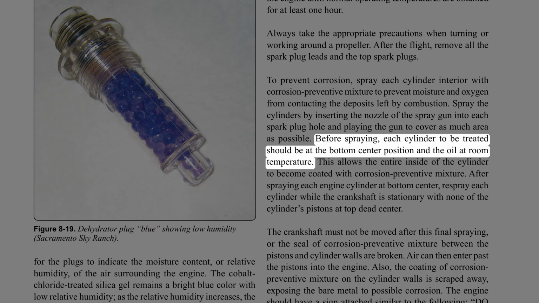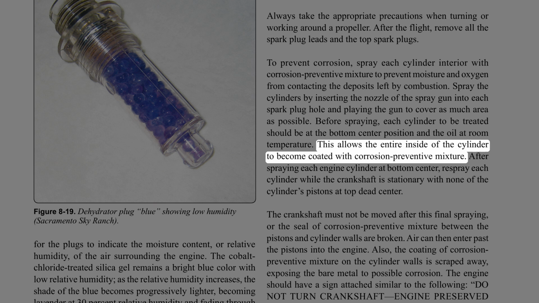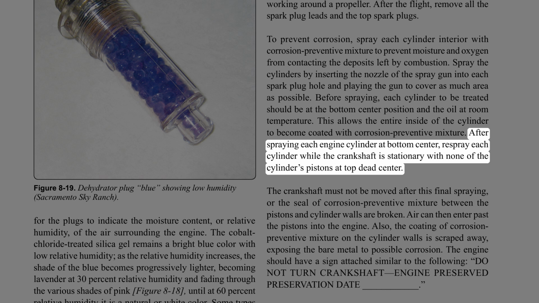Before spraying, each cylinder to be treated should be at the bottom center position and the oil at room temperature. This allows the entire inside of the cylinder to become coated with corrosion-preventive mixture. After spraying each engine cylinder at bottom center, respray each cylinder while the crankshaft is stationary with none of the cylinder's pistons at top dead center.